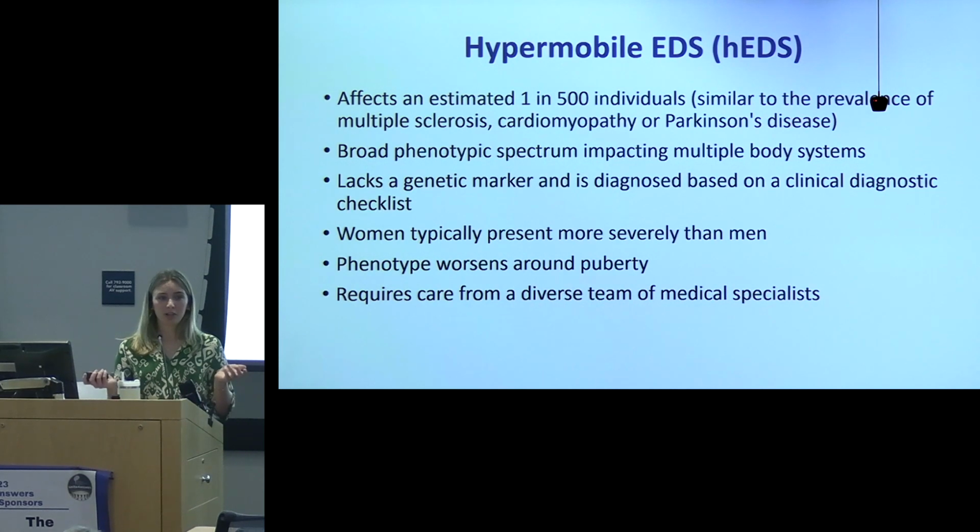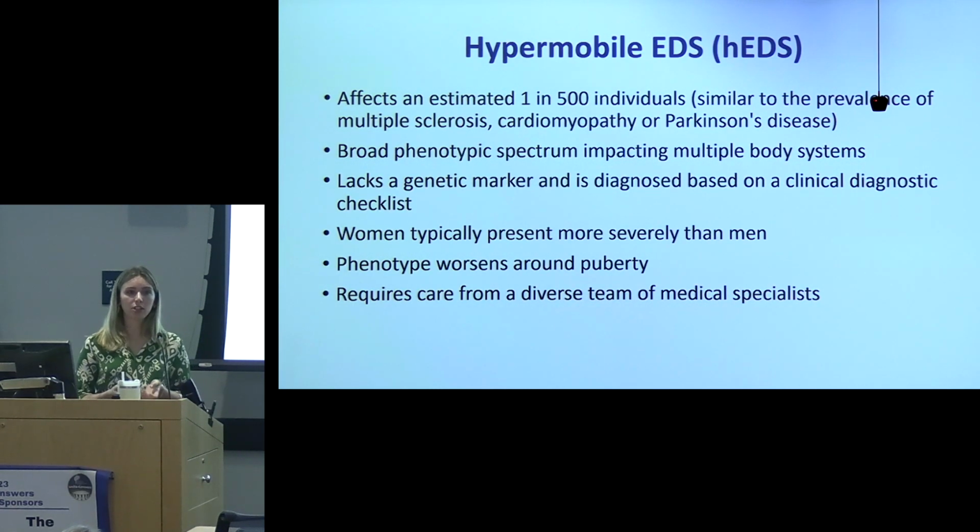We know that there's a spectrum, so patients may present pretty mildly with sort of joint hypermobility, maybe an occasional dislocation, and then you have patients who have a really severe phenotype, lots of comorbidities, lots of hospitalizations, medical procedures, they may need mobility aids, and some patients may even end up bedbound at periods of time.